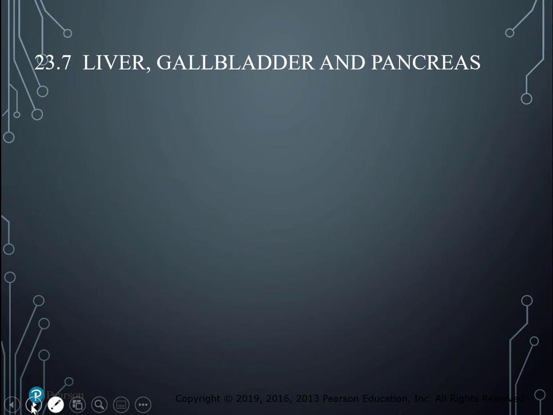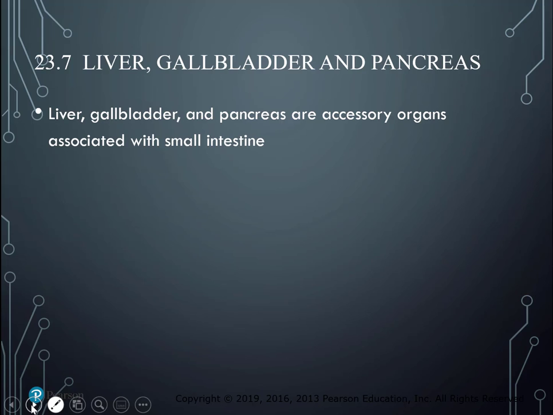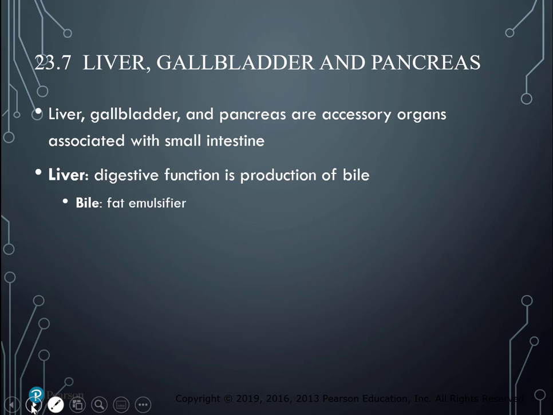So now we go into the accessory organs inferior to the stomach. You've got your liver, your gallbladder, and your pancreas. These are accessory organs that are associated with the small intestine. First of all, the liver, which is the biggest organ in the abdominal cavity, but second only to the skin. The skin is the largest organ of the entire body. But the liver is the largest in the abdominal cavity.